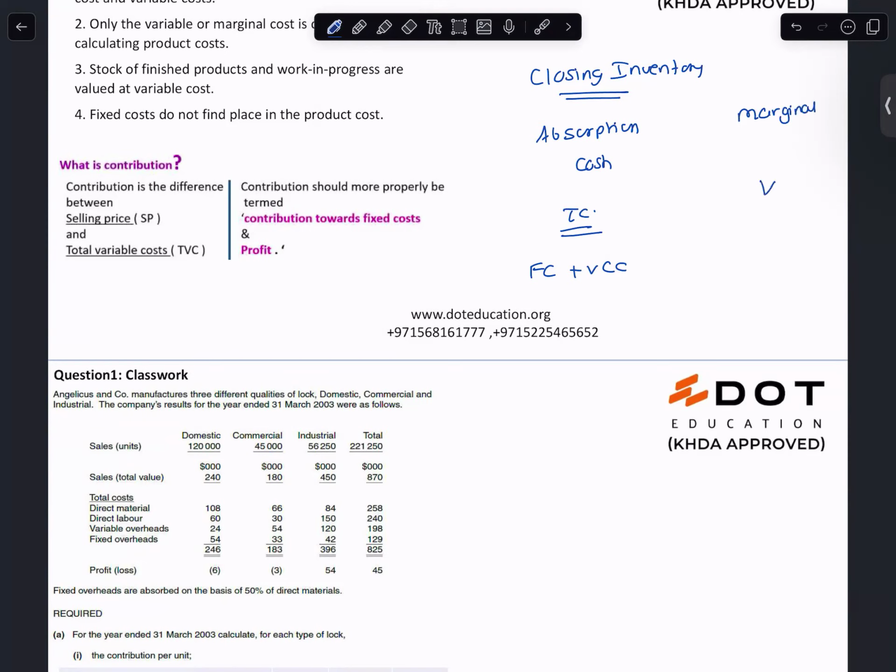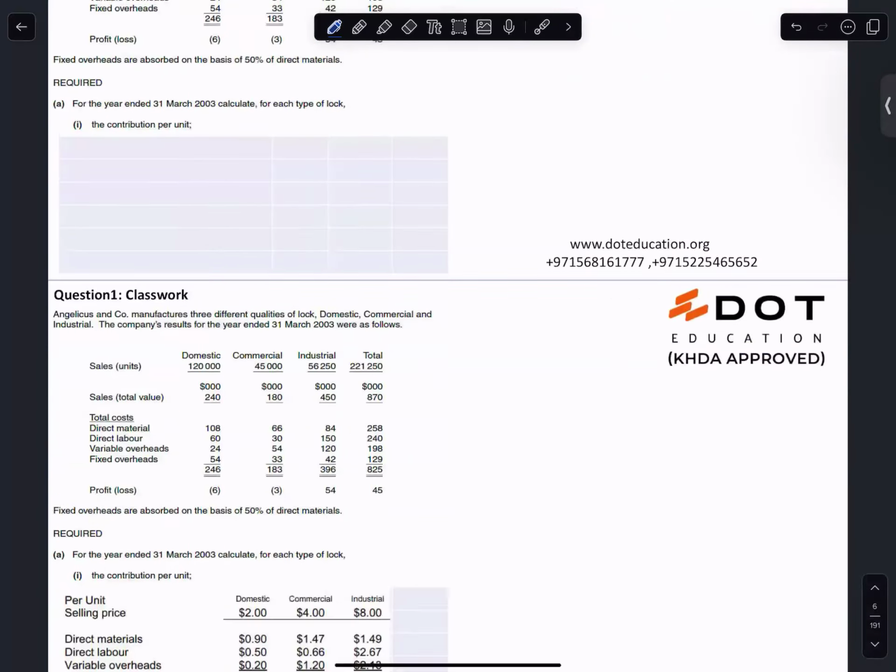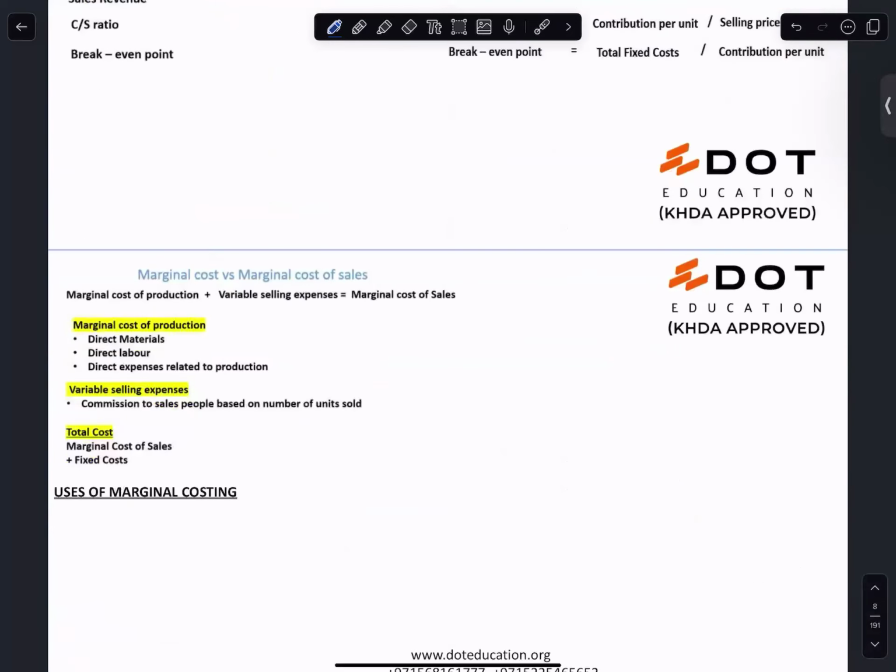Variable cost. So if there is a difference between the profit as per absorption costing and profit as per marginal costing, it will be because of what? It will be because of the fixed cost element that is included in the closing inventory. Okay, fine. Now you know this. Tell me what is marginal cost of production?